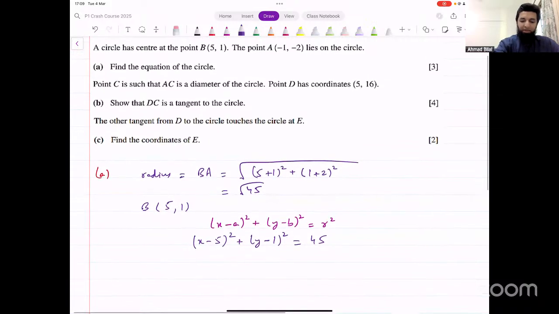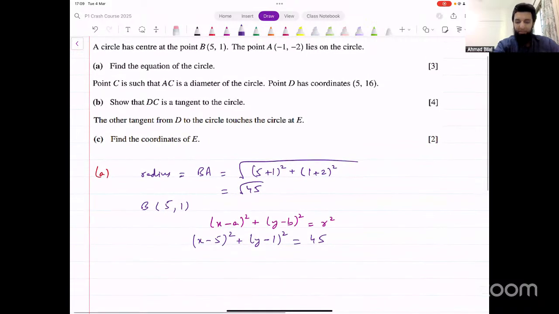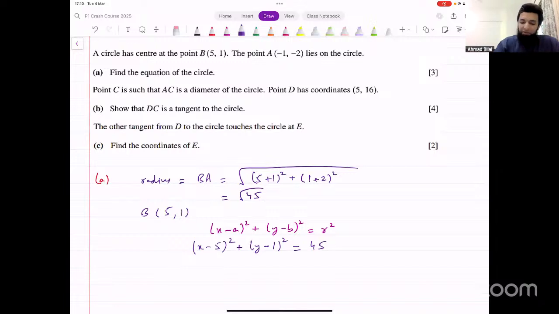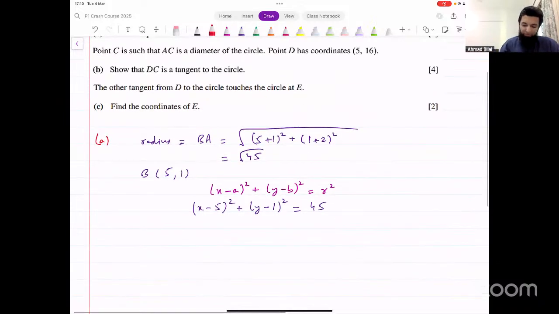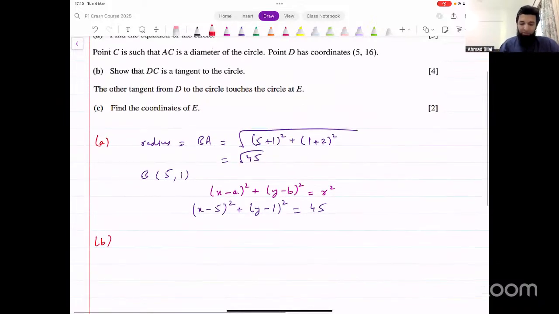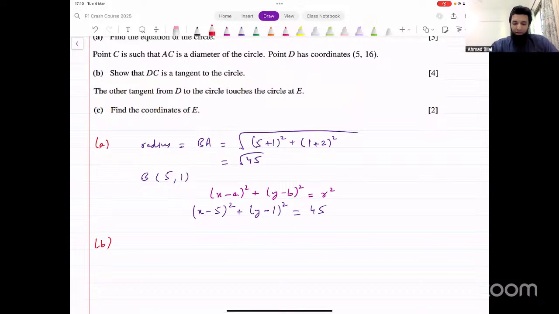It says point C is such that AC is a diameter of the circle. Point D has coordinates 5, 16, so that DC is a tangent to the circle. Okay, now that's kind of similar to the one that we did before, but now it's a 4-mark question. How do we think about this now? Part B. Point C is such that AC is a diameter. Point D has coordinates 5, 16. We need to show that DC is a tangent. Now, it will become much easier to think of if we draw a sketch of this. Okay, so let's do a sketch.